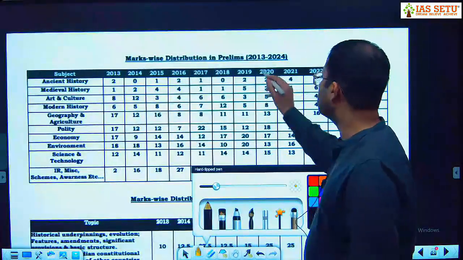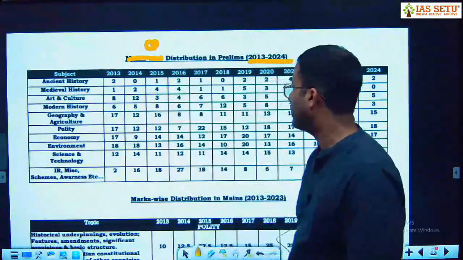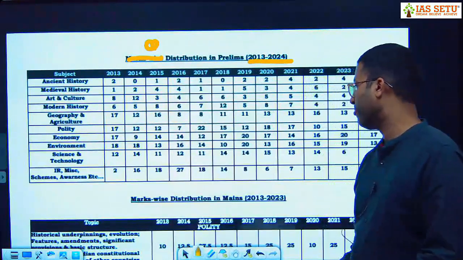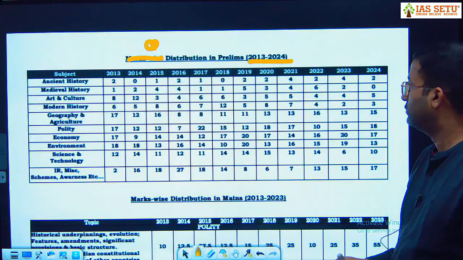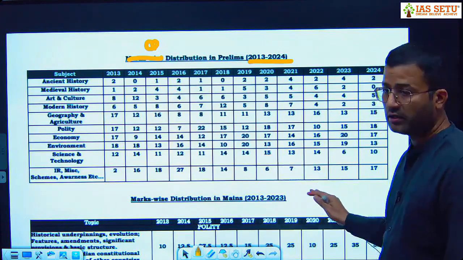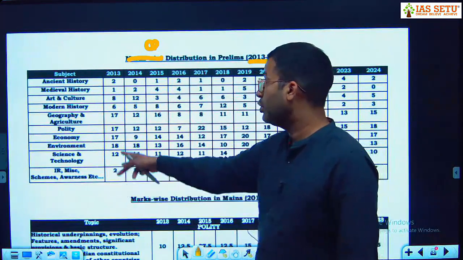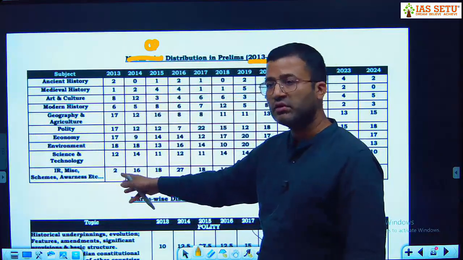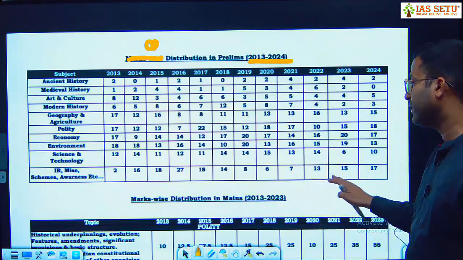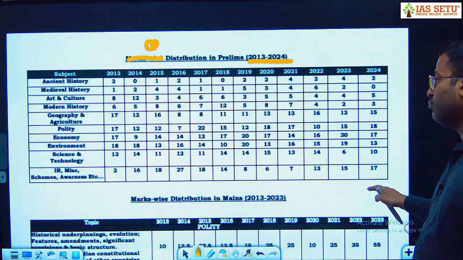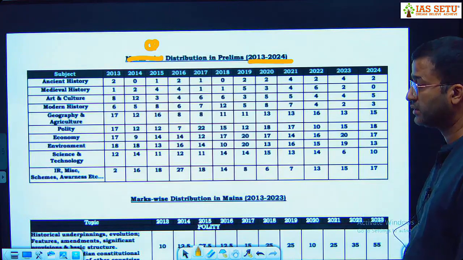We have given an analysis of 2013 to 2024 for prelims. This is not marks-wise, it will be question-wise, because the number of questions is 101. You can see the trend. For IR, miscellaneous, scheme awareness and national issues, in 2013 they used to ask fewer questions. Earlier there was a different pattern, but after that it has gained weightage. They are asking more questions. On average they ask 10 to 15 questions from this area in prelims.